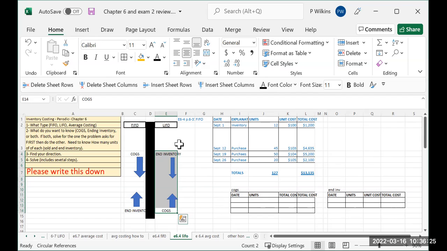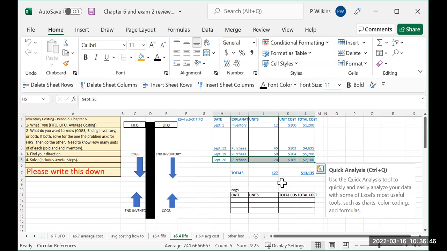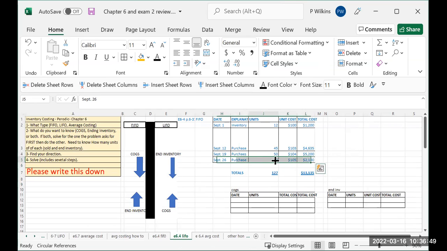If we read the problem, it says 102 Easy Slide snowboards were sold. So we're going to go from the bottom up until we get to 102. On September 26th, there are 20 snowboards at $105 each for a total of $2,100. So we're going to take all 20 of those.